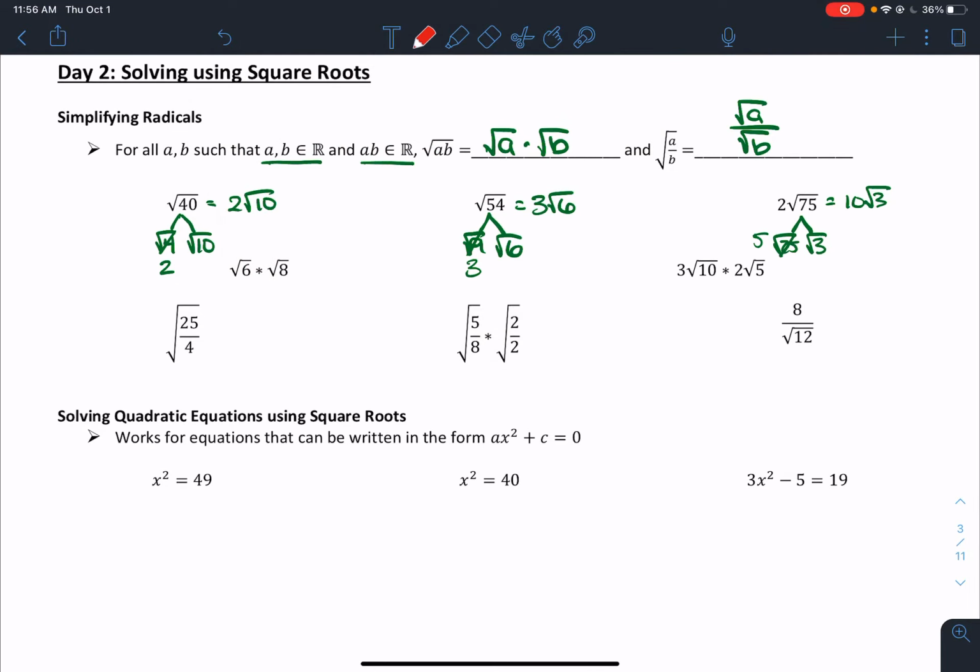The square root of 6 times the square root of 8. Now you could simplify first. The square root of 8 is 2 square roots of 2. You can double check that yourself. Or you could do the square root of 48. If you do the square root of 48, you need to split 48 up into square root of 16, square root of 3. Square root of 16 is 4. So this is 4 times the square root of 3.